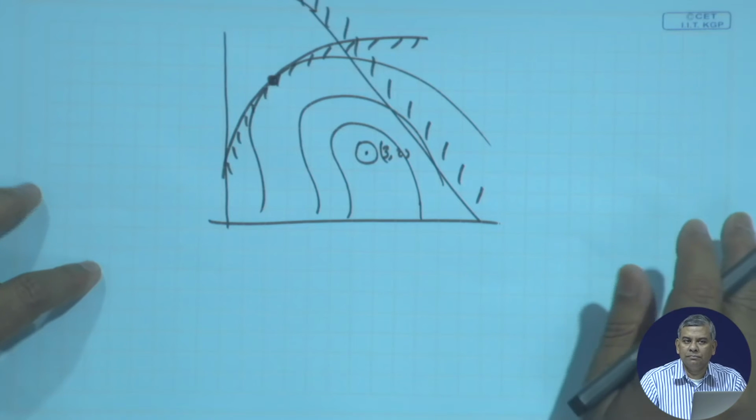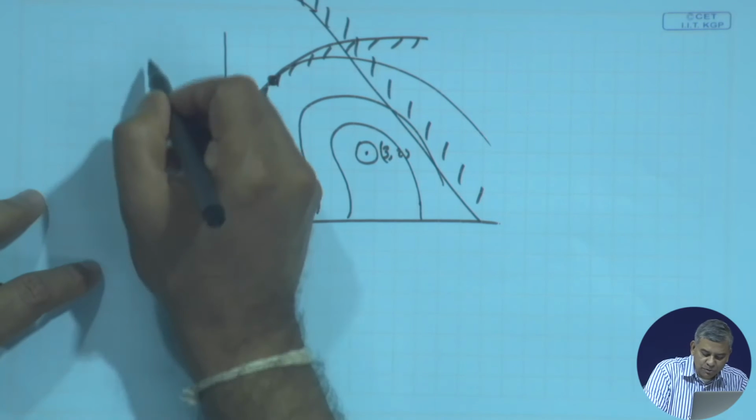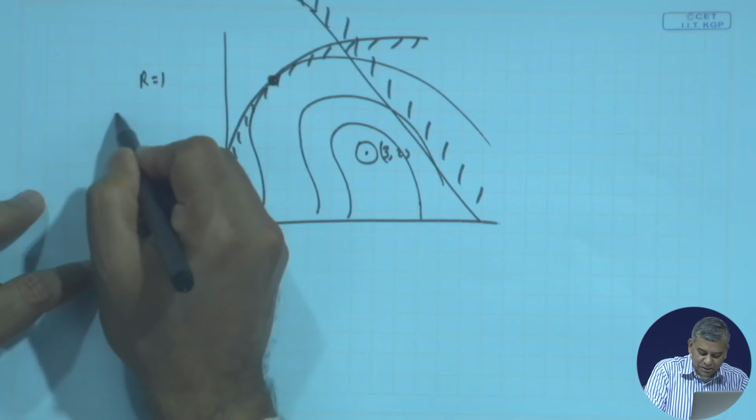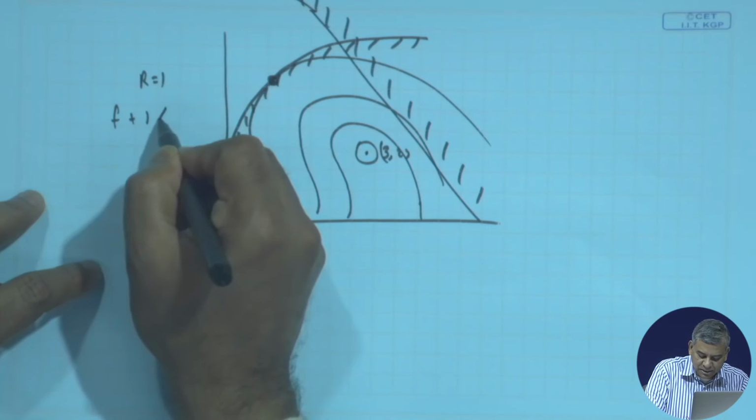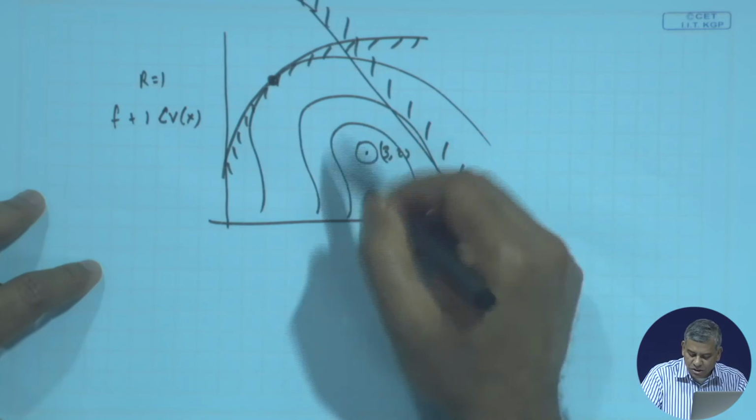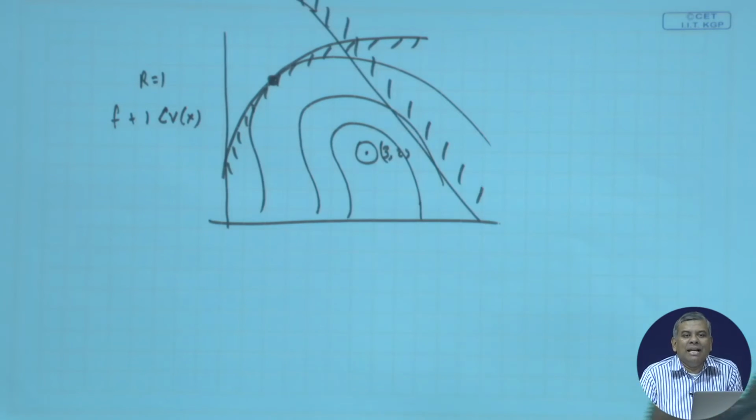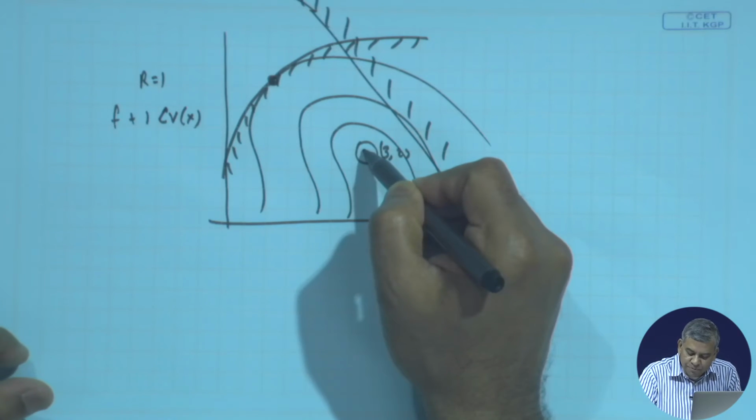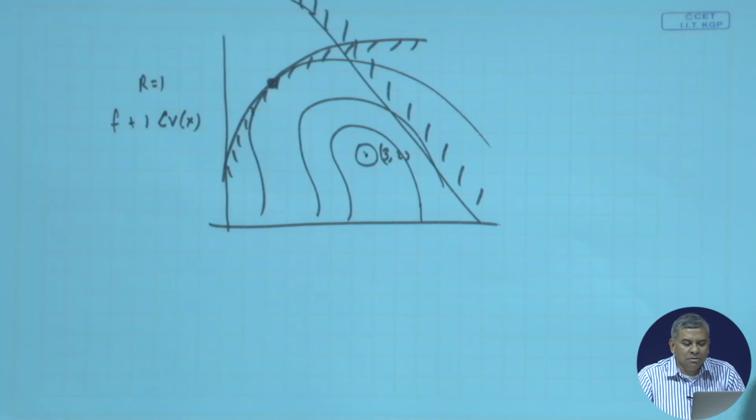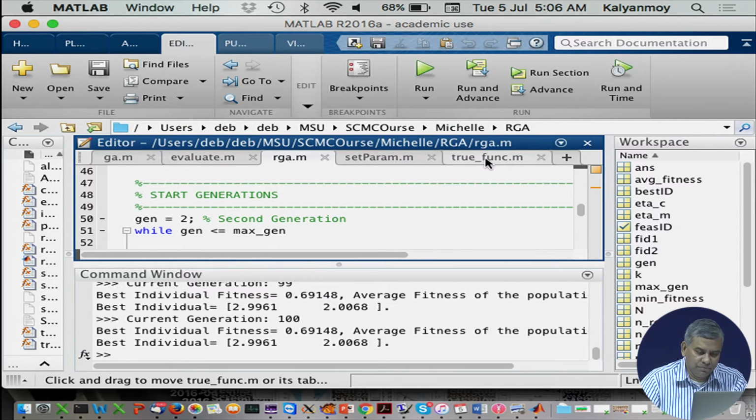Why? R is set to what here? 1. So when you set R equal to 1, then you have F plus 1 times CV x, which is the constraint violation. The constraint violation effect is very little. So this optima has not moved much, and that's what it has found. Okay, so now I can try with other values.